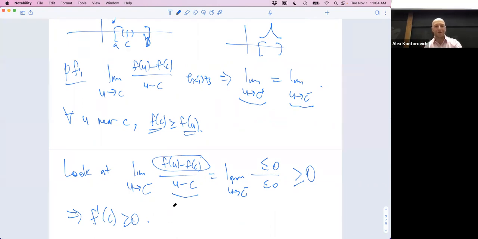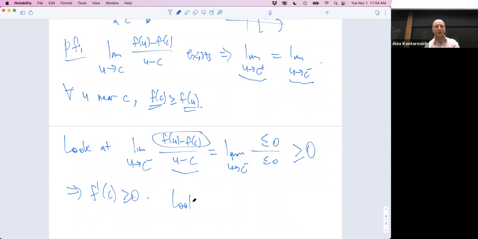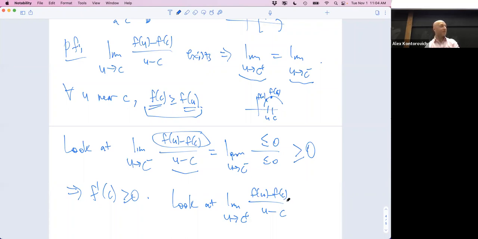What about the limit from above? Now let's look at the limit as u goes to c from above of this same expression. What do I know about the numerator? We still have a local maximum. So whether you're above c or below c, the value of f of u is going to be smaller than the value of f at c. f of c is the king of the hill. So f of u minus f of c is negative, or at least non-positive.